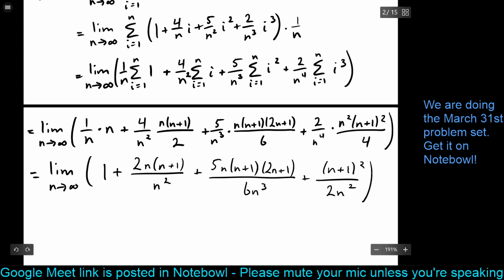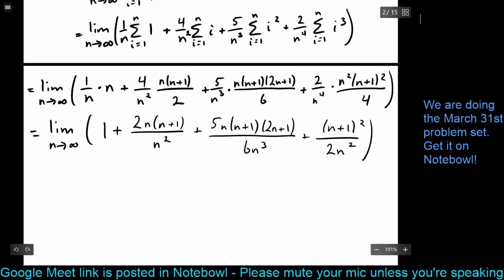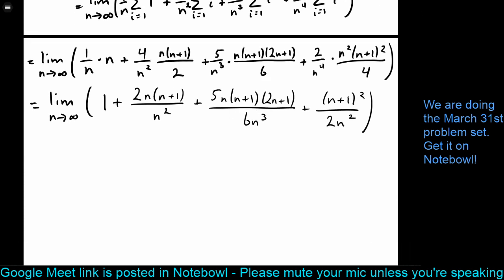Right. So now when we're doing this limit, we're just going to use our knowledge of how limits to infinity work, right? If we have a polynomial on the top and a polynomial on the bottom, if they're the same degree, then we just take the ratio of the leading coefficients, the coefficients of the highest power.